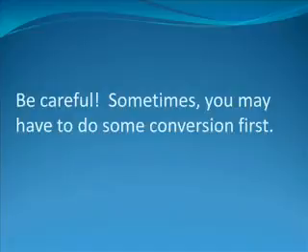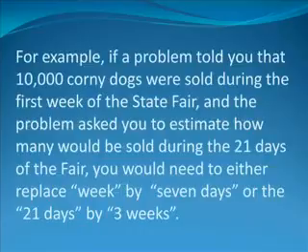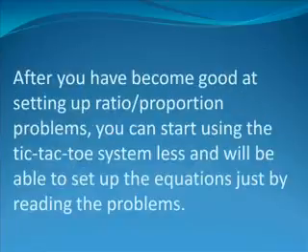Be careful. Sometimes you may have to do some conversion first, which is another ratio proportion problem, as we showed earlier. For example, if a problem told you that 10,000 corny dogs were sold during the first week of the state fair, and the problem asked you to estimate how many would be sold during 21 days of the fair, you would need to either replace week by 7 days or the 21 days by 3 weeks.